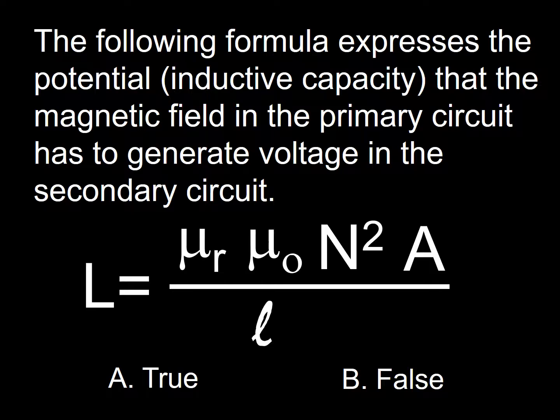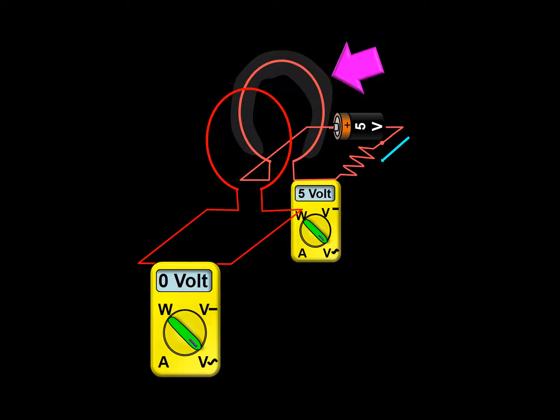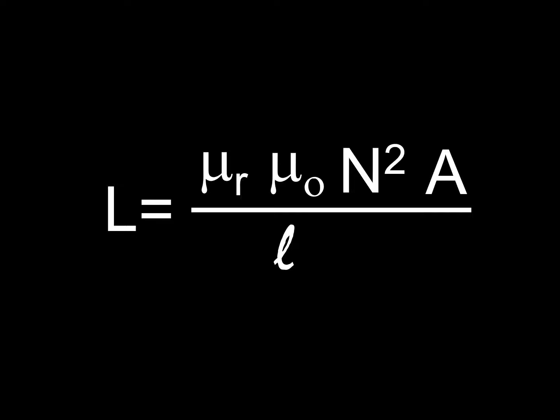Next question. The following formula expresses the potential, that is the inductive capacity that the magnetic field in the primary circuit has to generate voltage in the secondary circuit. A true, B false. I imagine the magnetic field as a magnetic cloud that stores electric energy. The capacity of a magnetic cloud to induce changes in the secondary circuit depends on the factors expressed in this formula.